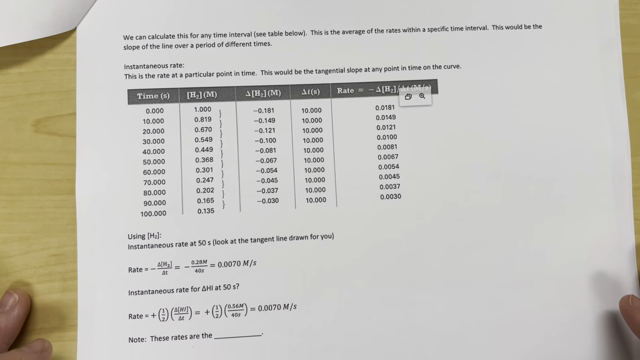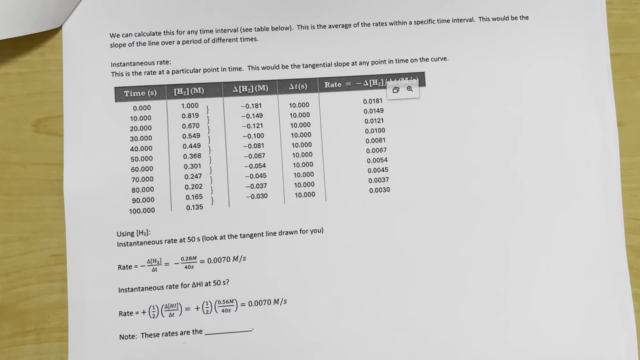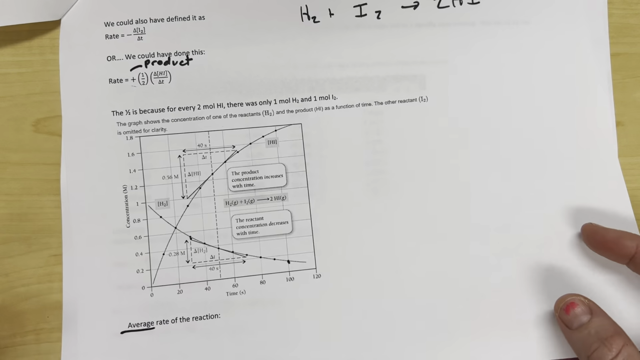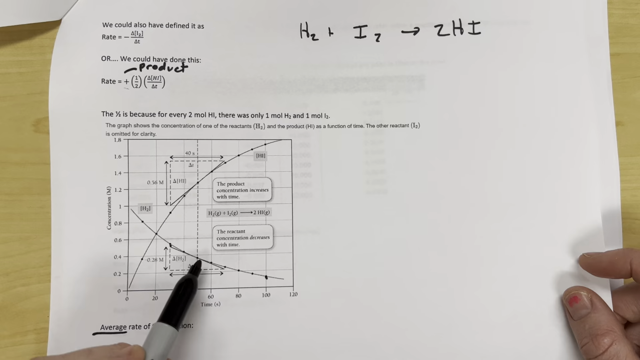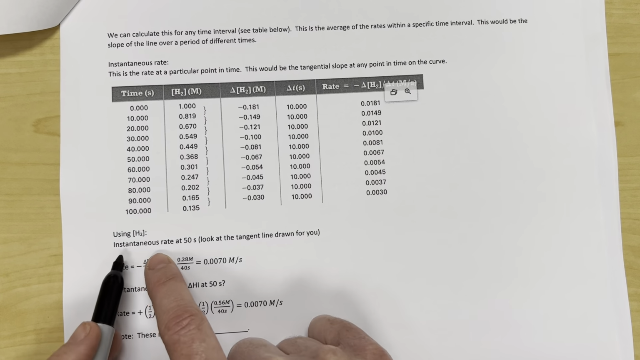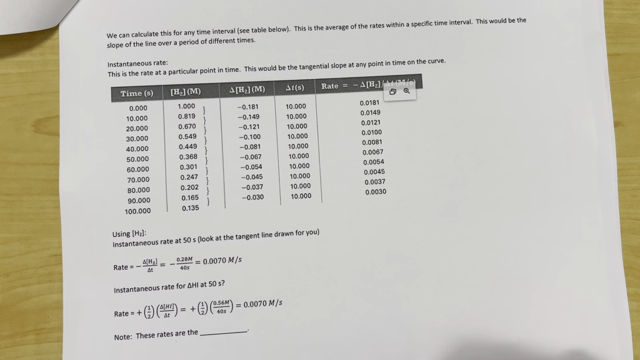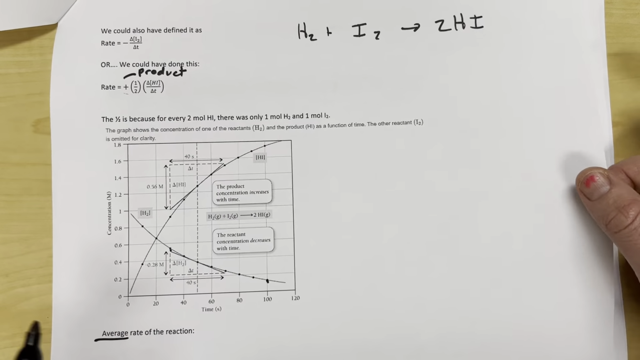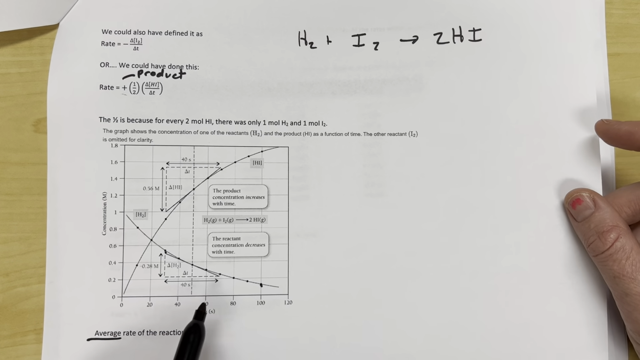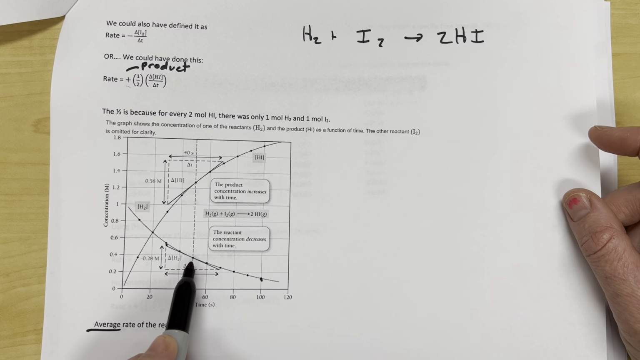The instantaneous rate is, you're going to have a tangent line. It's the rate at a particular point in time. So for an example, here, they said, using H2, find the instantaneous rate at 50 seconds. Okay, so let's go look at 50 seconds. At 50 seconds, and it said for H2, so we're looking at this one right here. At 50 seconds, we're right here.